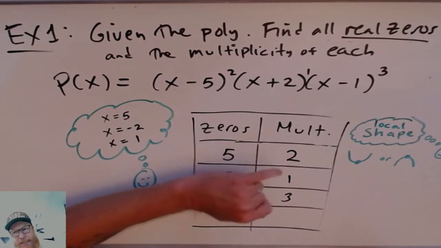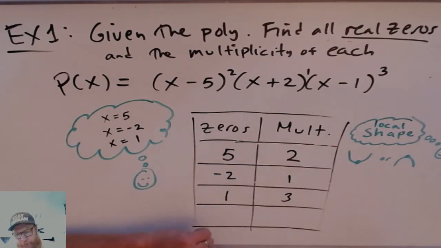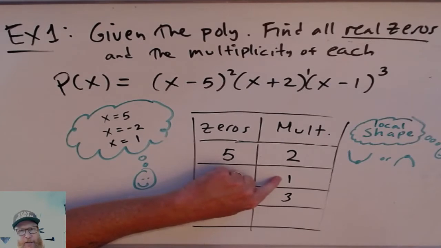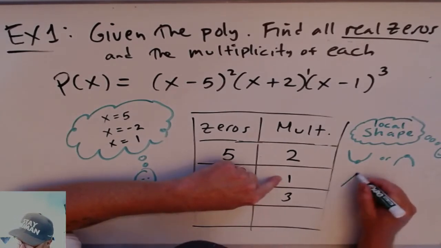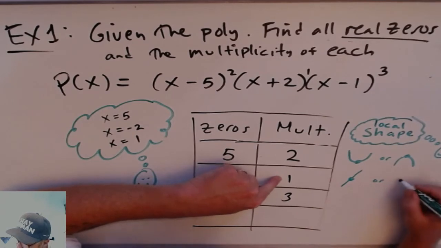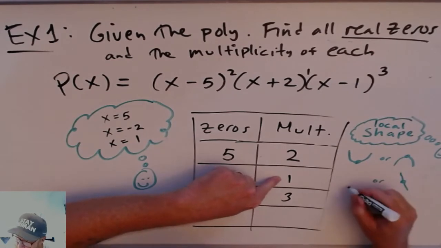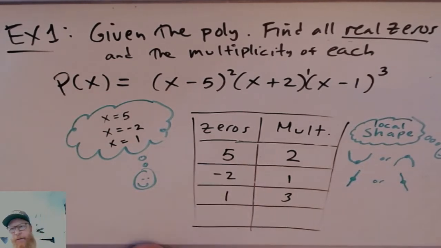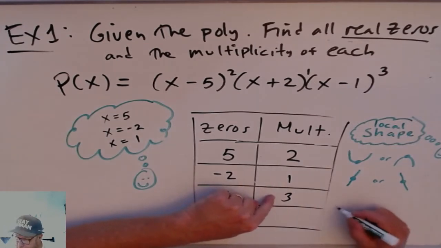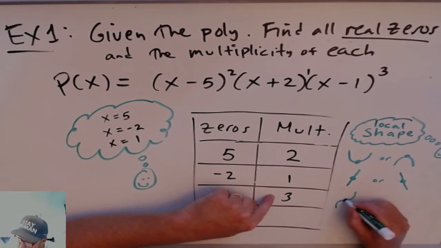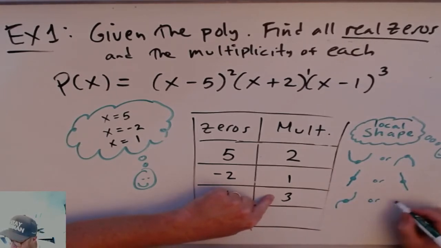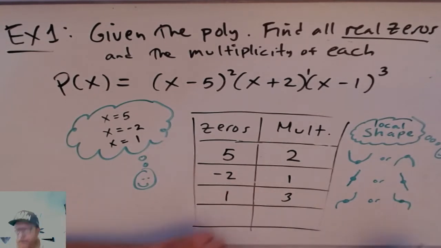So anytime the multiplicity is even, it's going to look like a parabola. All right. If the multiplicity is odd and it's 1, then it's going to look like a straight line, or perhaps a straight line going the other way. It's more like that. There you go. And then for multiplicity 3, the shape would look like a cubic or a reversed cubic. And again, this is just the local shape near the x-axis.